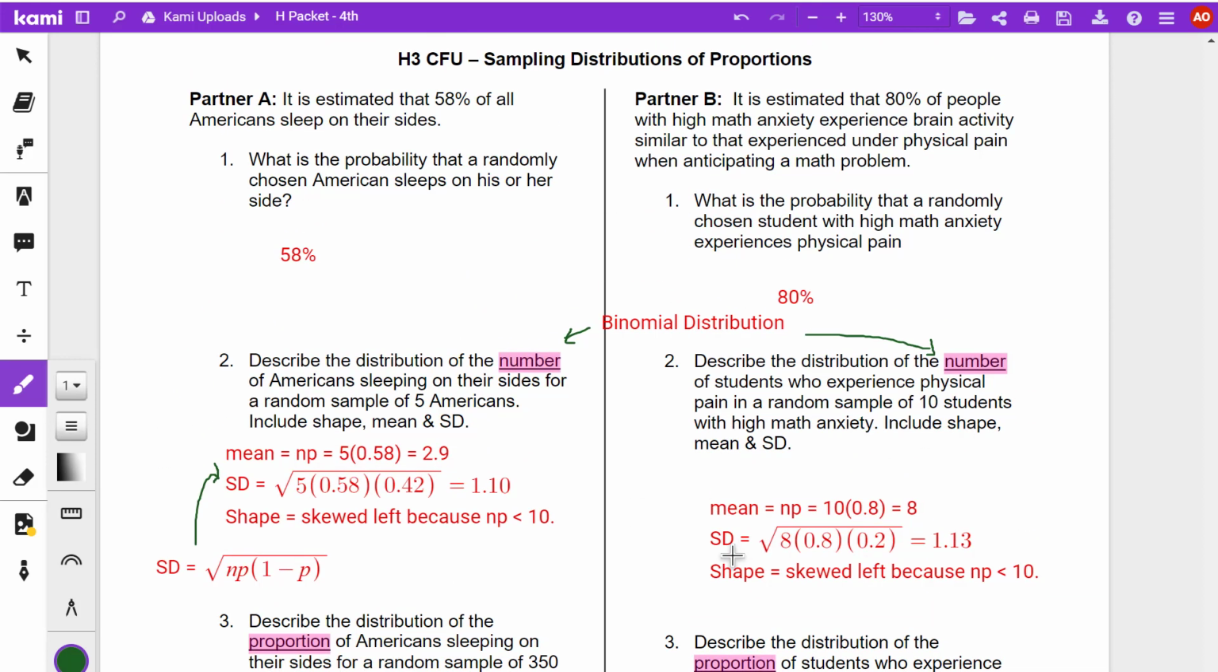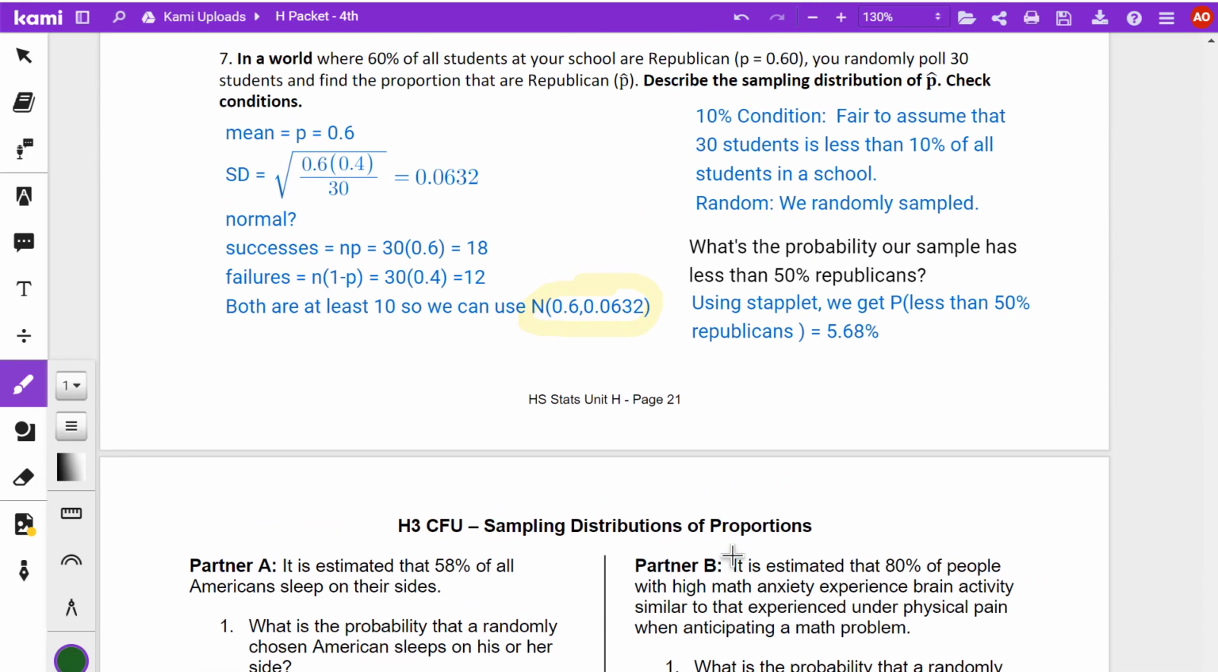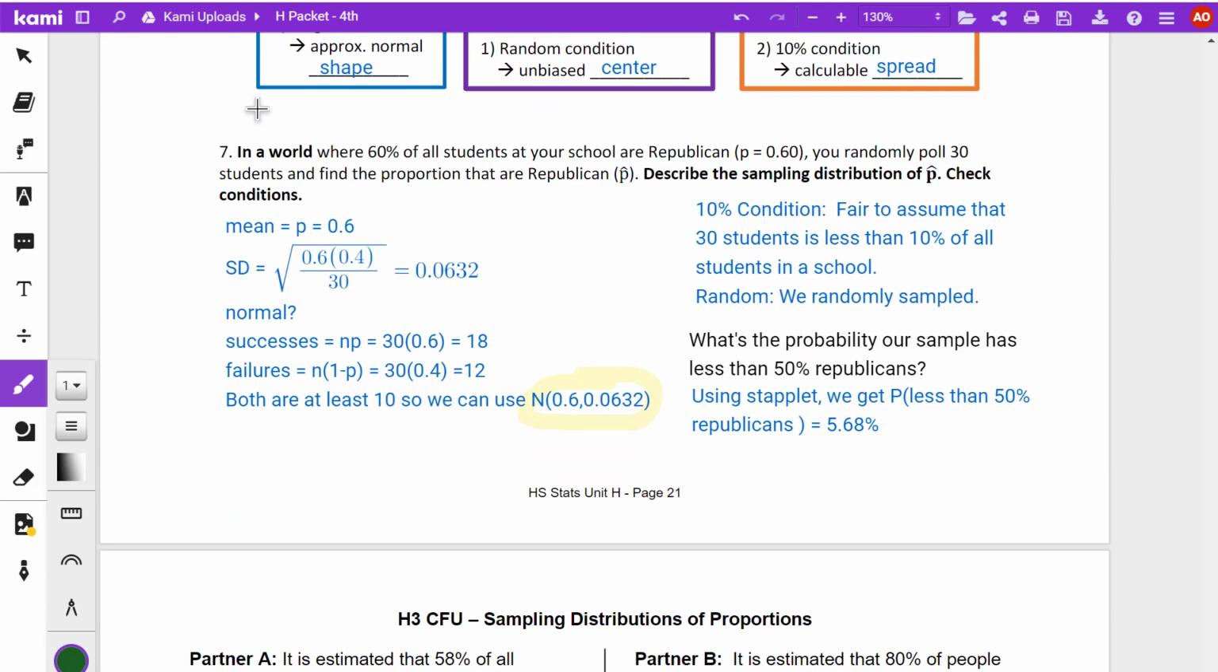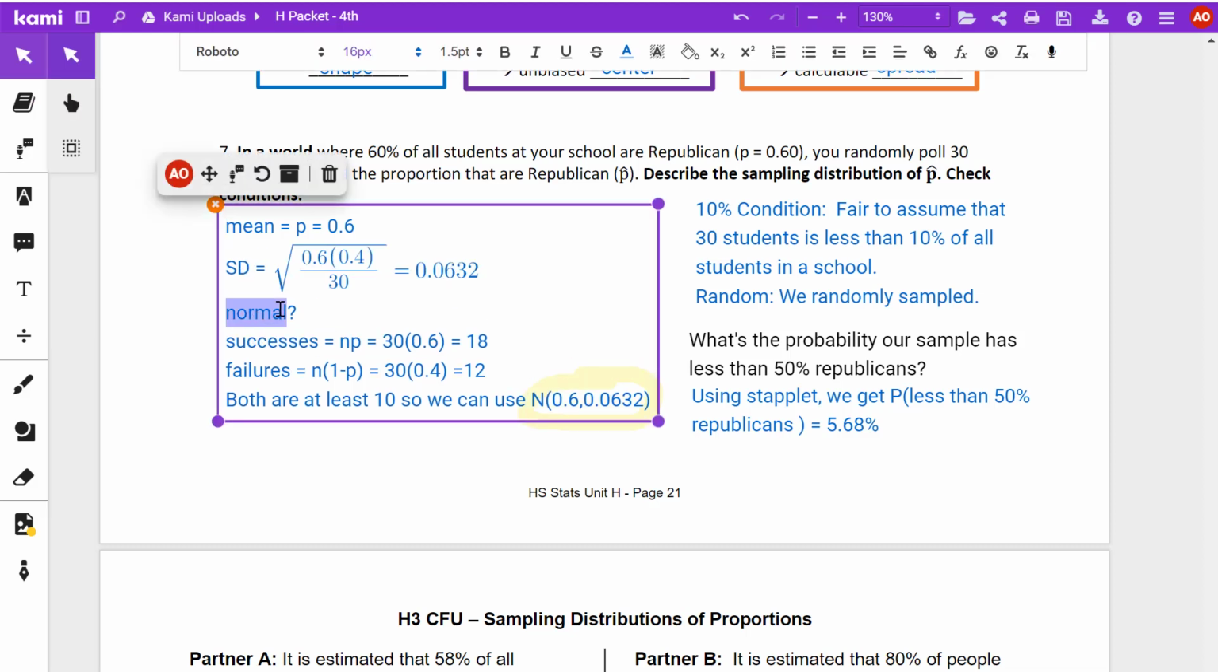Before I start this last part, I did add an extra bit of information onto the last question in that polling activity. First of all, it said describe the sampling distribution. Here, let me do shape. Shape, question mark. To check shape, you check the large counts condition.